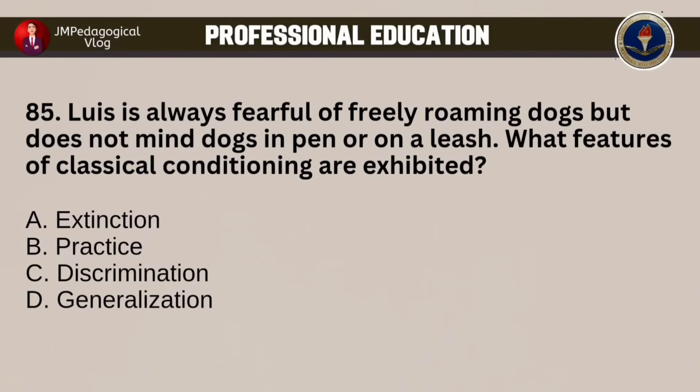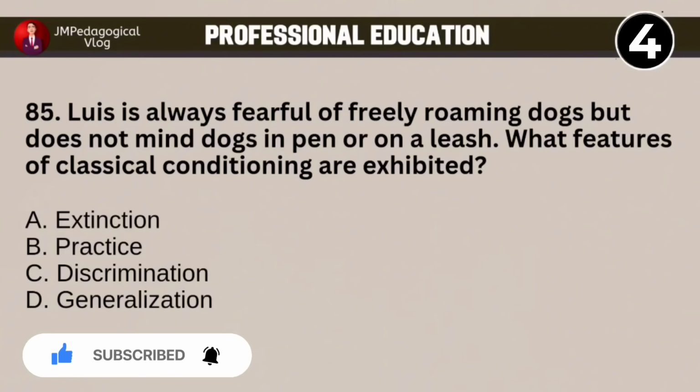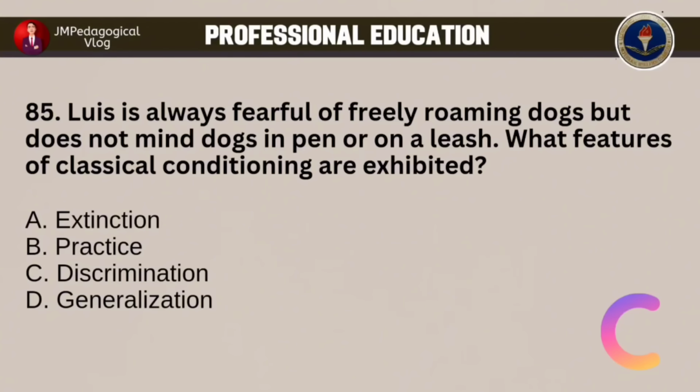85. Luis is always fearful of freely roaming dogs but does not mind dogs in pen or on a leash. What features of classical conditioning are exhibited? A. Extinction. B. Practice. C. Discrimination. D. Generalization. C. Discrimination.